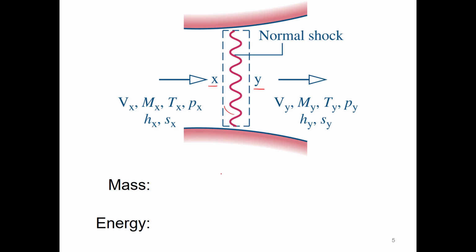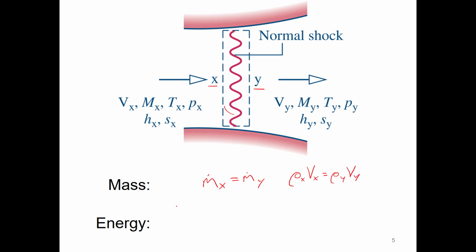So we start by looking at mass first, and you can think of mass in the process as the mass flow rate, which is what we want to consider. The mass flow rate on the X side is going to be equal to the mass flow rate on the Y side. Conservation of mass, hopefully it's not a surprise at all. Another way we could write this is the density on the upstream side times the velocity on the upstream side is equal to the density on the downstream times the velocity on the downstream side.